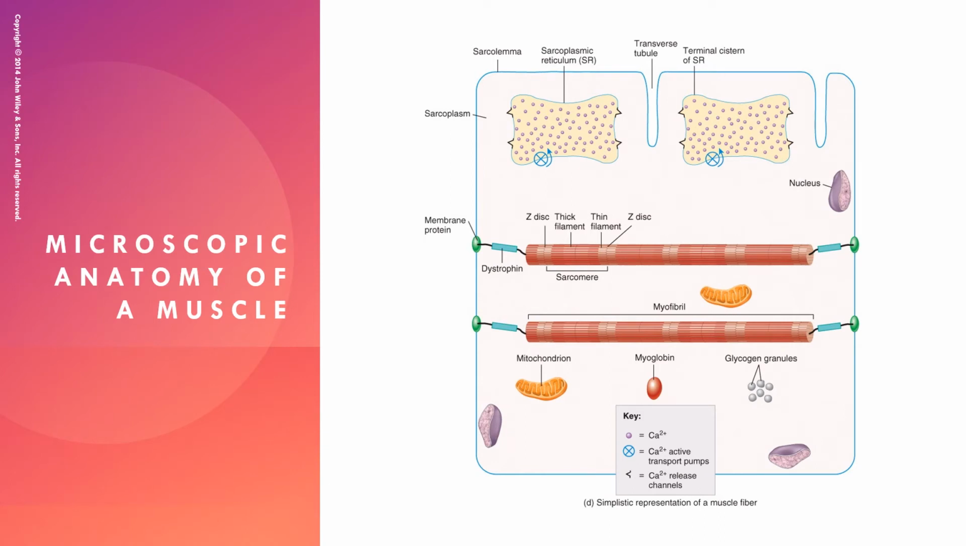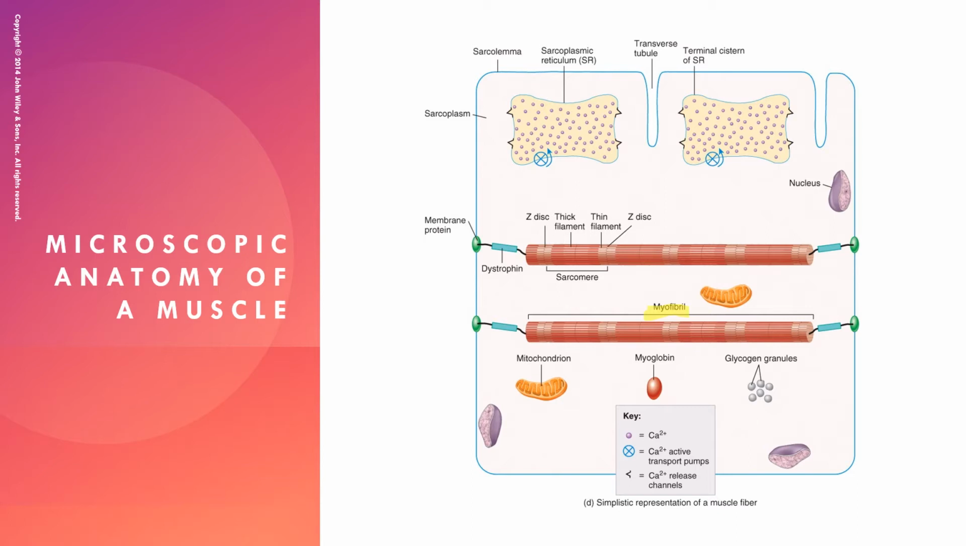So at high magnification, the sarcoplasm appears to be stuffed with little threads. These are actually called myofibrils. These are the thread-like portions throughout the sarcoplasm, and these are the contractile organelles of skeletal muscle. Myofibrils extend the entire length of a muscle fiber.